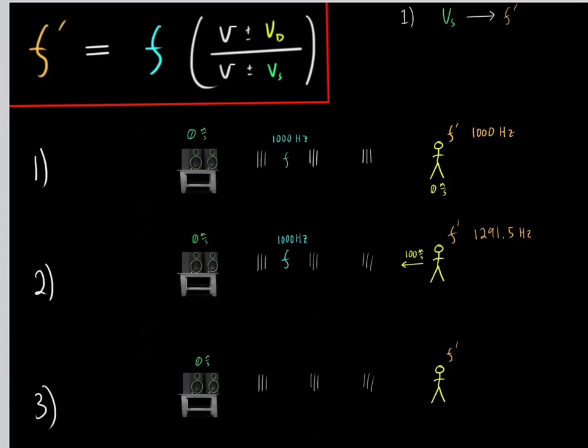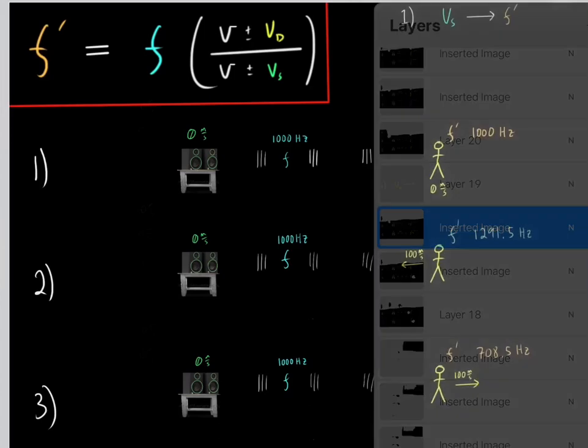And that makes sense because, again, the speaker creates sound at 1,000 hertz. However, because it's going to run through the sound, it's going to quickly hear all these regions of compressed air. So this detector is going to perceive sound at a higher frequency compared to the frequency that was actually produced by the source of sound.